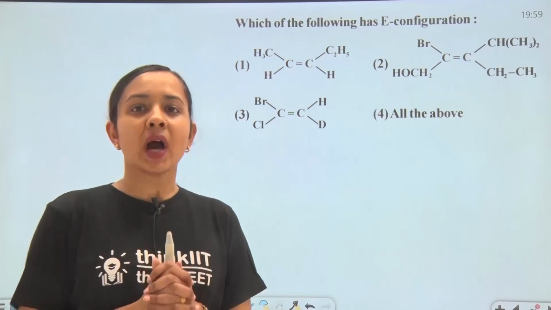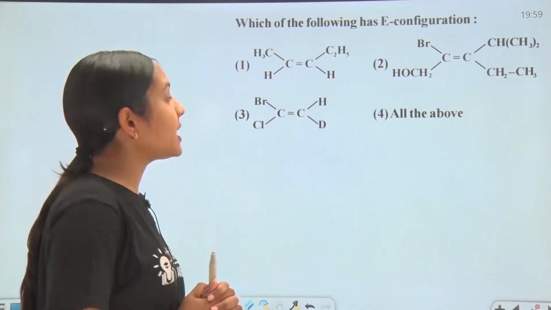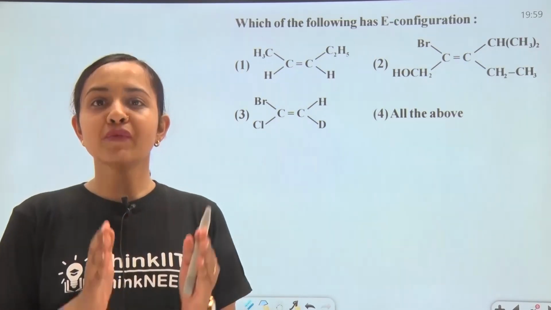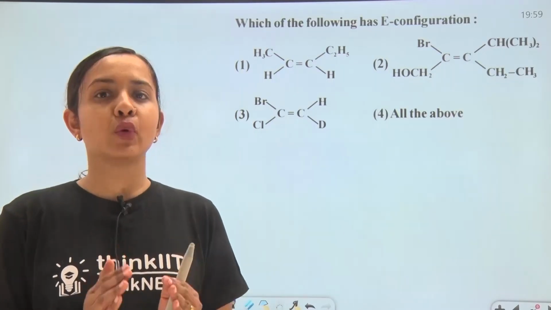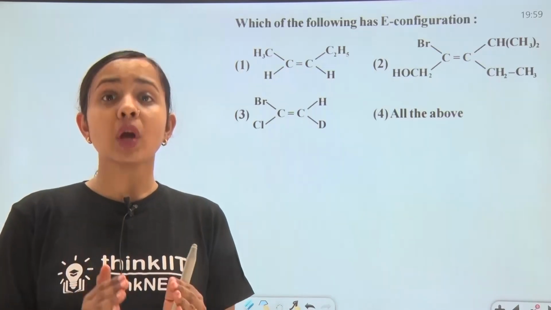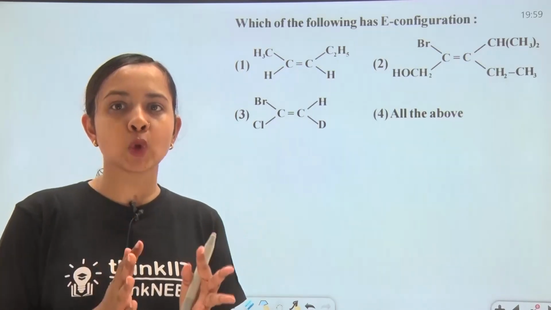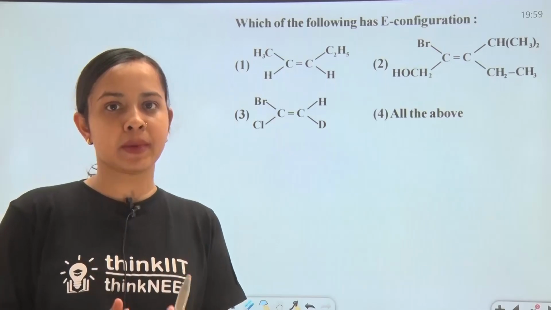Hello dear students, so our next question is, which of the following has E configuration? We have to identify the E configuration for these following alkenes, right? So first of all, according to the CIP rule, we have to prioritize these groups which are attached on the double bonded carbon atom, right?